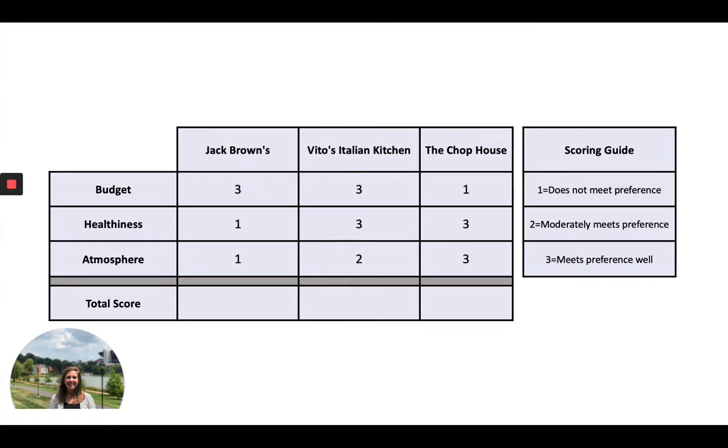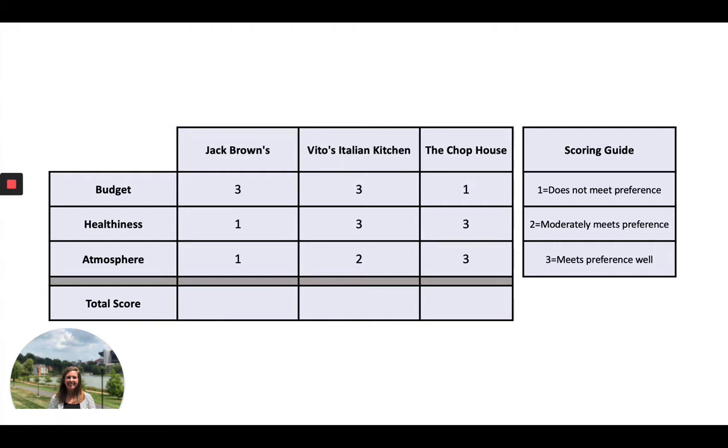So I went through and kind of navigated these out. I'm not going to talk about all of them, but we'll just say Chop House is a pretty expensive restaurant, and so for budget, it got a 1. We're going to say in that account, we have $50 to go out to a restaurant. There's no way you can eat at a Chop House for $50, and so we put that as a 1. But Vito's and Jack Brown's okay. Healthiness wise, Jack Brown's is probably not going to be the healthiest, but at Vito's and Chop House, we can pretty much eat pretty healthy there.